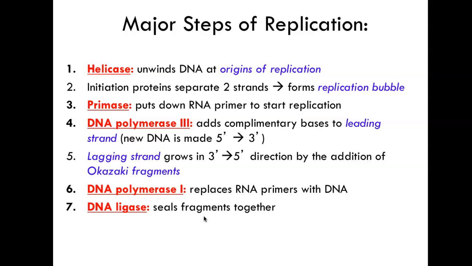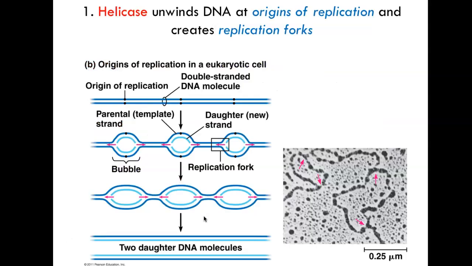Helicase unwinds. Two strands are separated. Primase puts down an RNA primer. DNA polymerase is going to add the new nucleotides to the leading strand. Then you have DNA polymerase that's going to add nucleotides to the lagging strand. Then DNA polymerase 1 is going to replace the primers, and then ligase is going to seal them together. So if you need to pause, go ahead and pause and paraphrase that. And then this picture just goes through it.